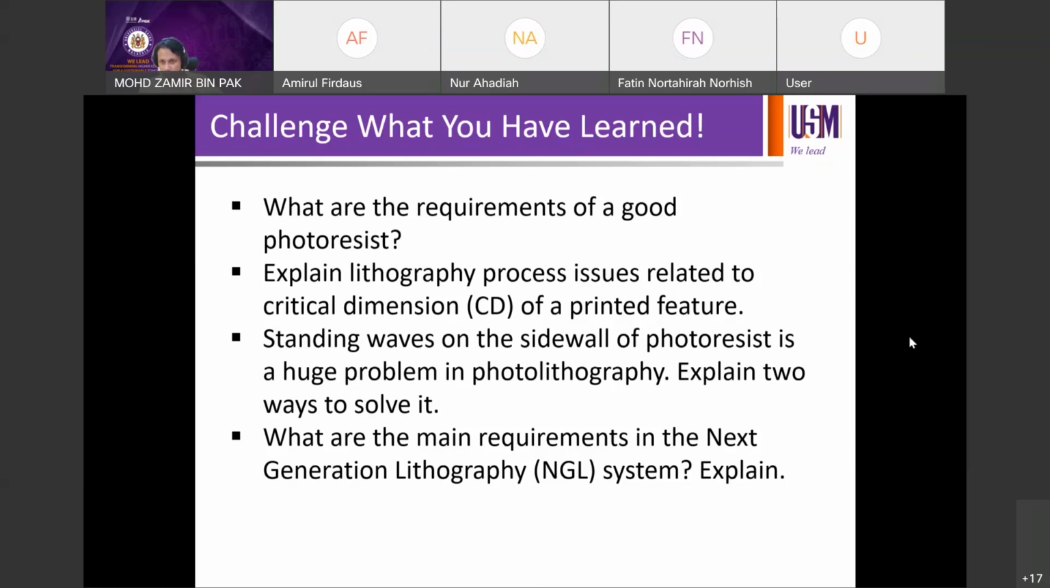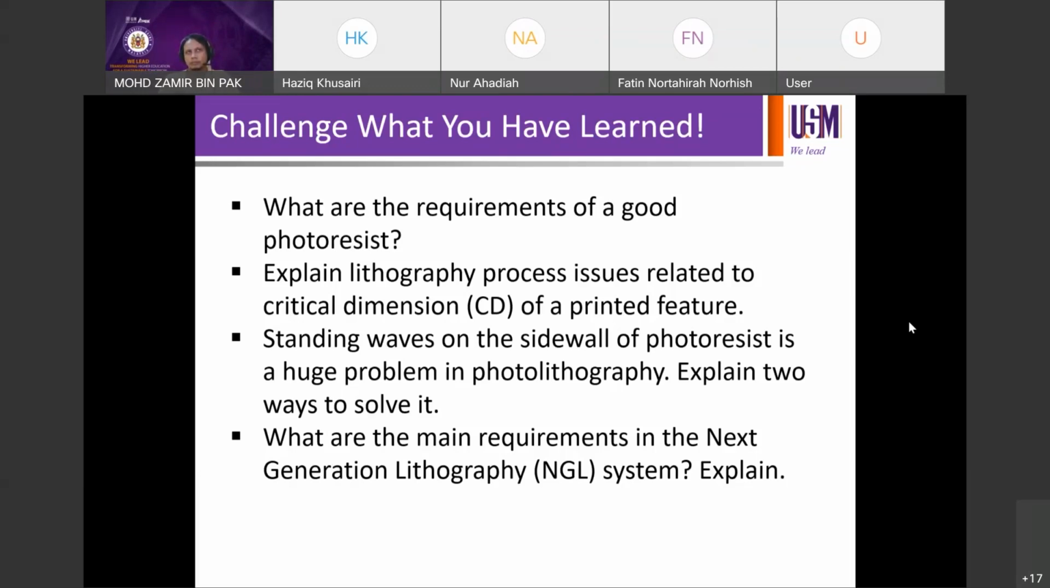Who else? Hadi, Fakri Hadi. What else? One more issue? Yeah, standing wave, right? Standing wave. What happens? If you get standing wave, then how does it affect the CD? Haziq. You can mute yourself. You can write down as well. So if you have standing wave, how does it affect the CD?